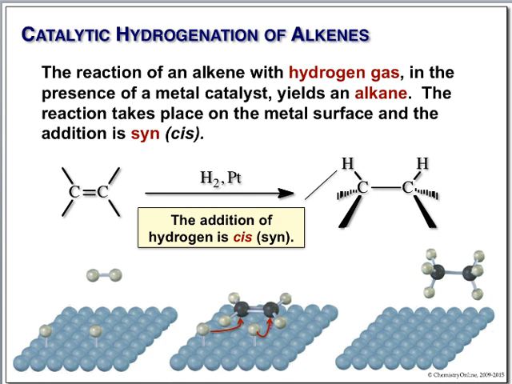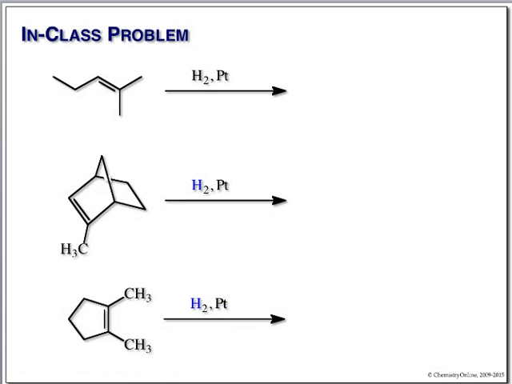So what do you have to remember for this? You simply say, okay, start with an alkene, we're going to make an alkane. If there's stereochemistry involved, the hydrogens will be cis. That's what you say to yourself. So let's practice saying it.